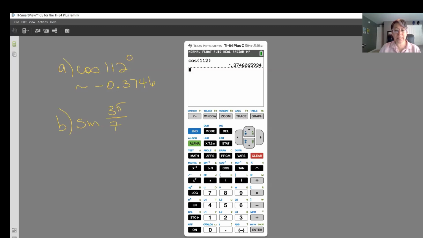Now we can put in sine value of 3 pi, so 3. Notice you have the pi here up above the caret. You really want to put in pi and not just 3.14. Otherwise, you have to round on an estimation. So all of that divided by 7, and then hit enter, and we get approximately 0.9749.